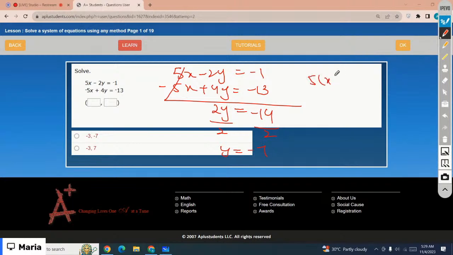So that would be 5x. No, hold on. 5x minus 2y, with y negative 7, equals negative 1. So that is 5x plus 14 equals negative 1. Move 14 to the other side. 5x equals negative 1 minus 14. 5x equals negative 15. So x equals negative 3. That means the correct option is negative 3 and negative 7. Option number 1 is the correct option. Got it?